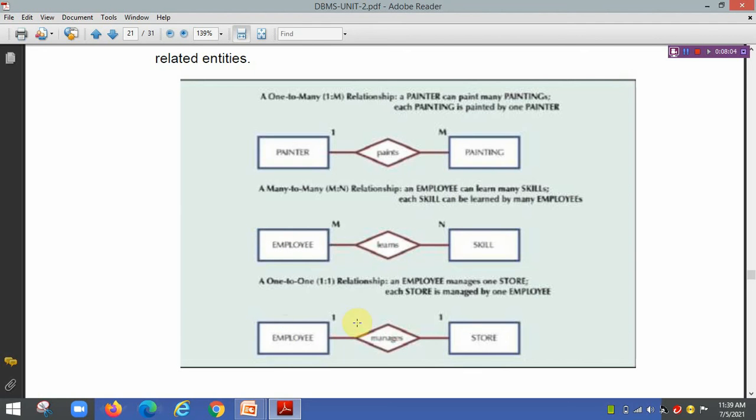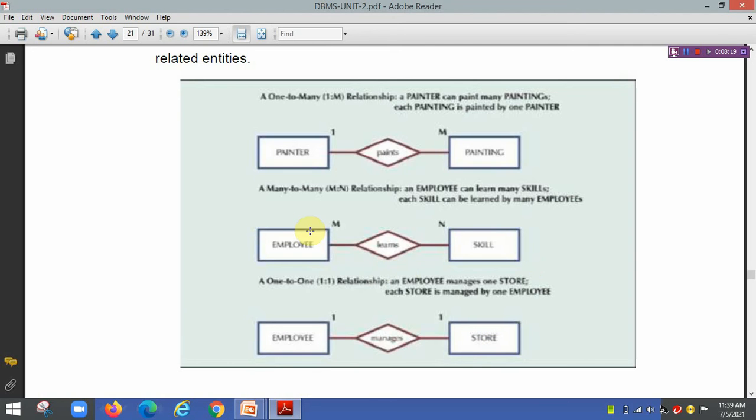So that means employee manages store. Store is the one, and in the store there is one employee who manages it. So that means employee manages the one.